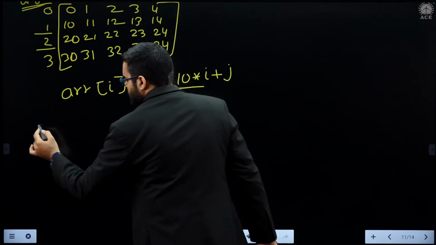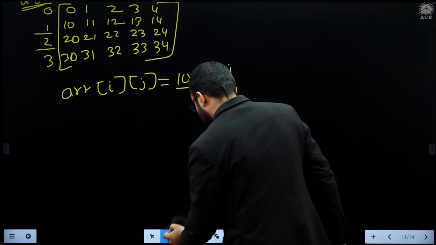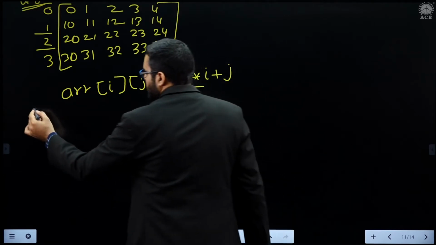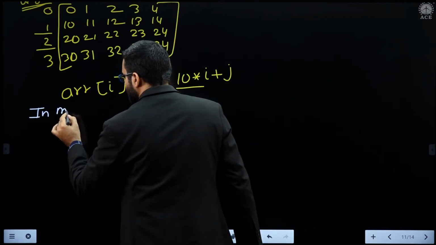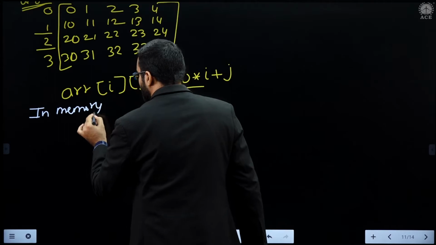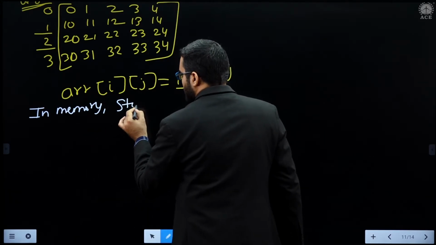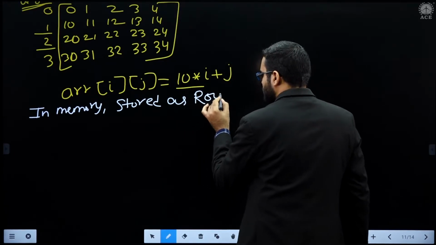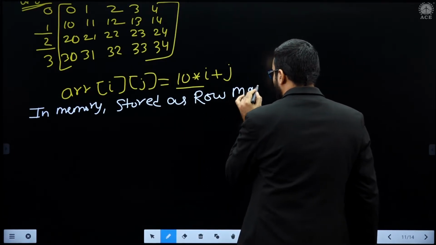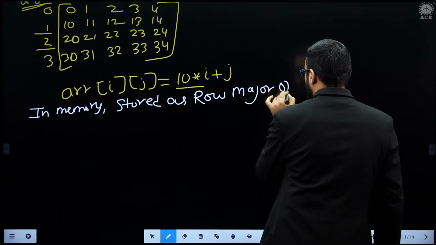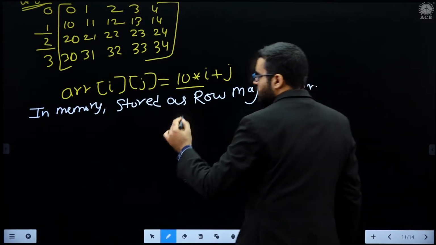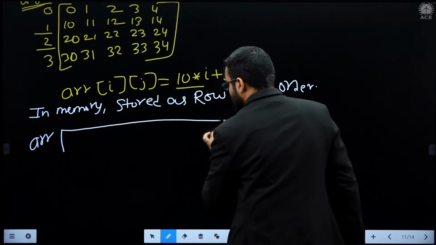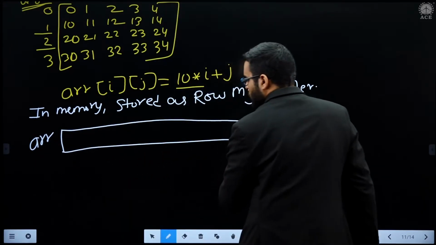So this array, how will it look in memory? Let me write it. In memory, this array will be stored in row major order. Row major order means this array ARR will look like this in the memory.